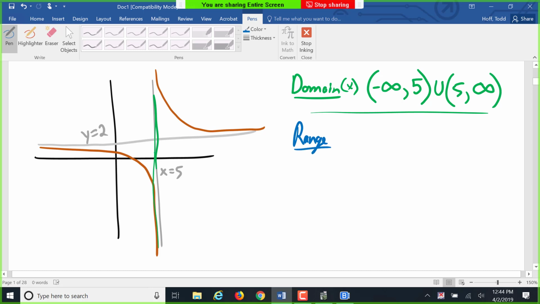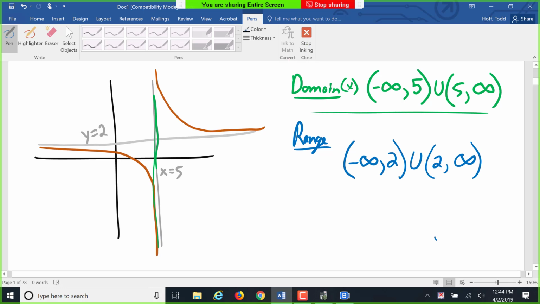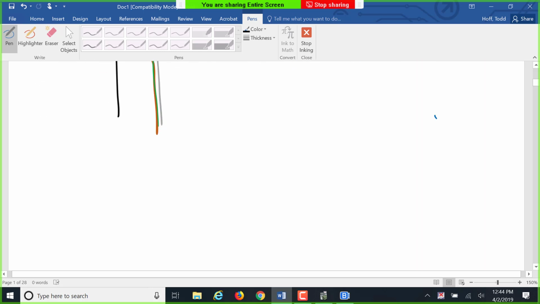Our range is going to look similar, only it's a different number that's excluded. What's our range going to look like? Negative infinity to 2 and 2 to infinity. Perfect. Negative infinity to 2 and then 2 to positive infinity. And that's it. That's saying the 2 is excluded. My handwriting's horrible today. I apologize for that.